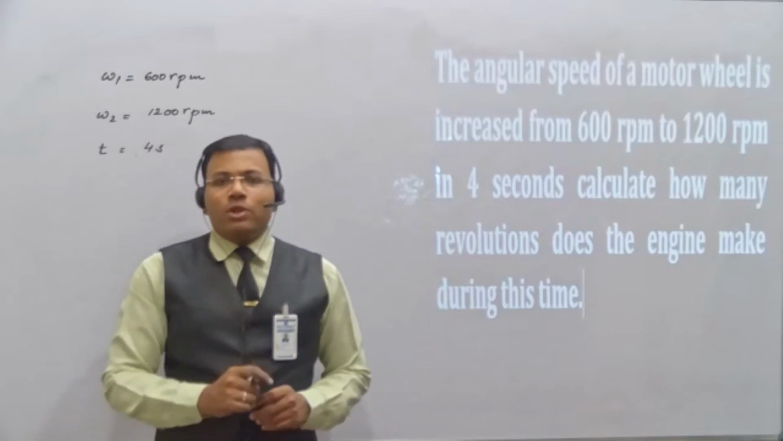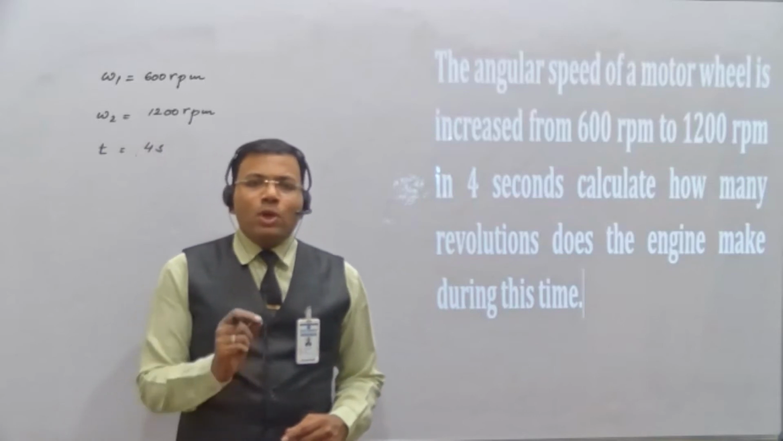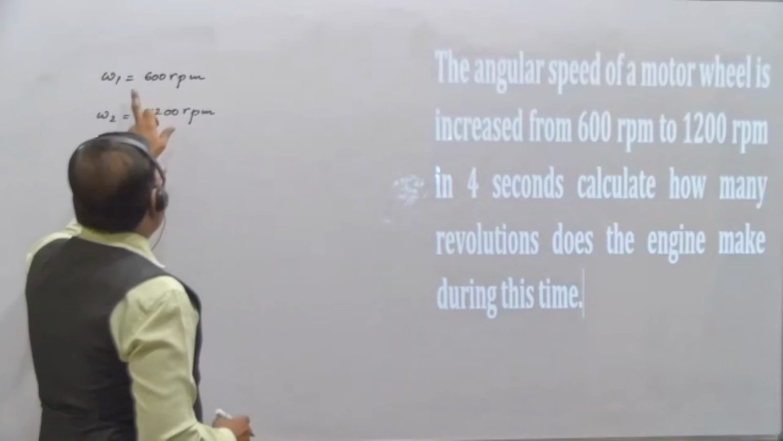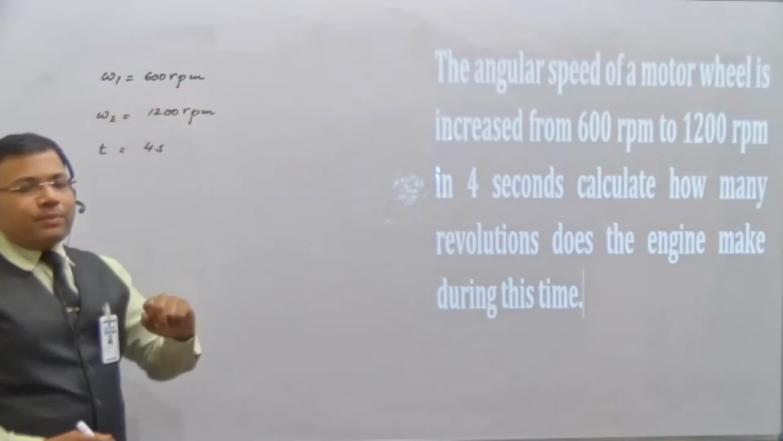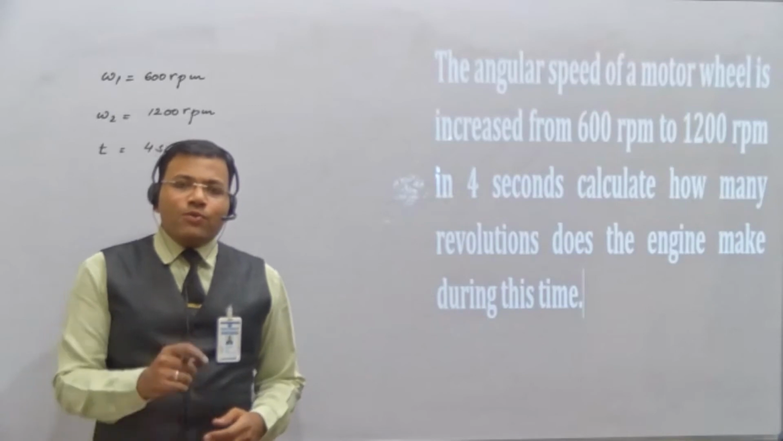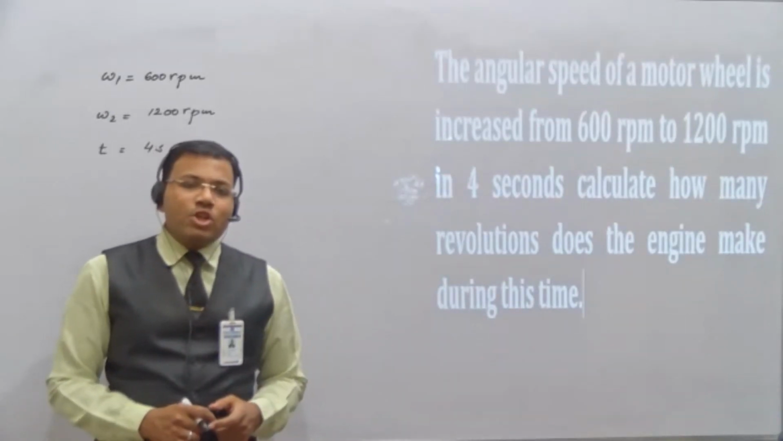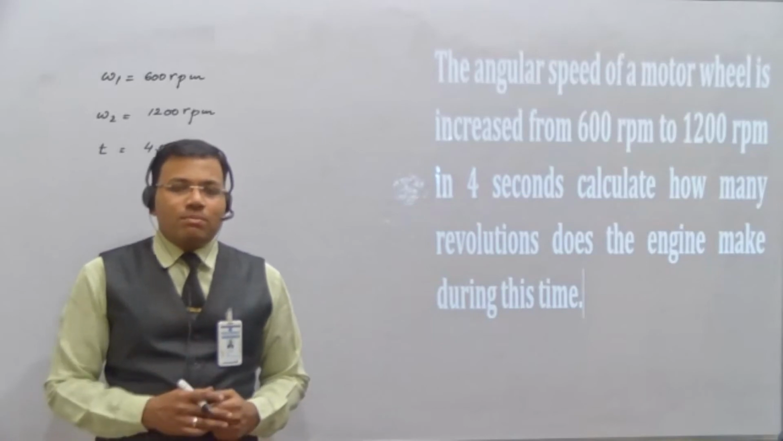We will calculate it, but before that, please pay a little attention. Omega 1 is 600 rpm. What is omega? Omega is the angular velocity. And you know the units for angular velocity, it is radians per second. But here the units are mentioned as revolutions per minute.